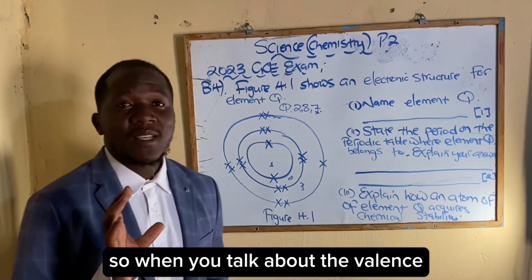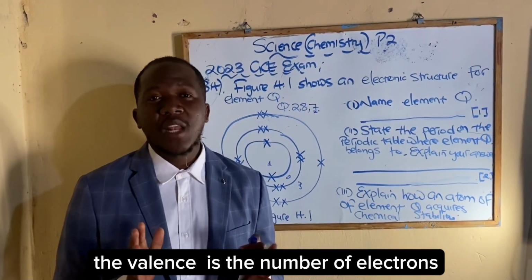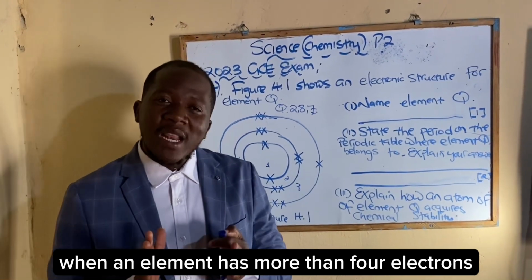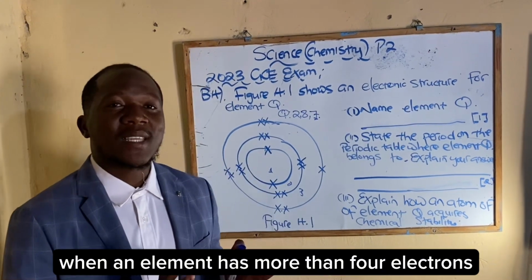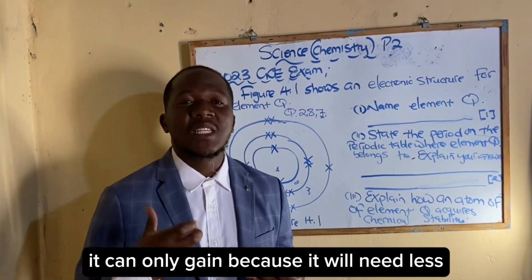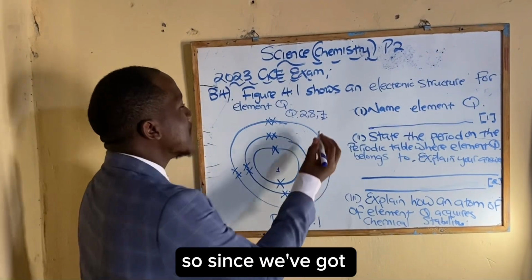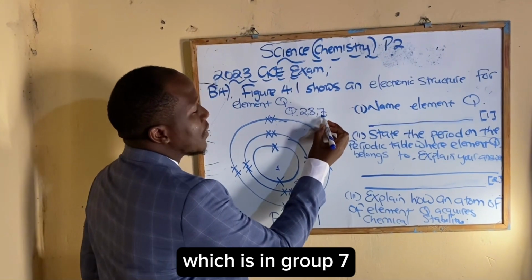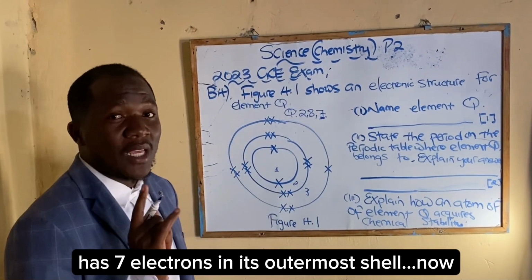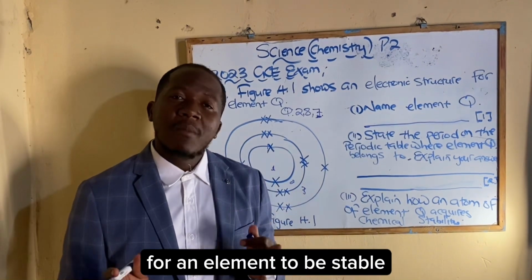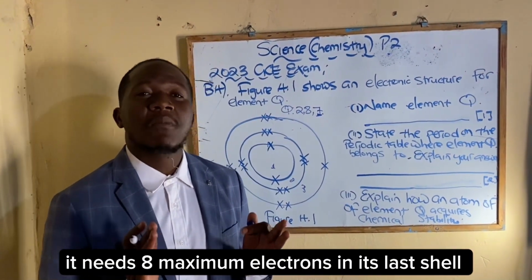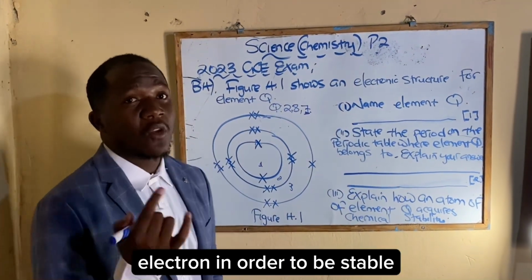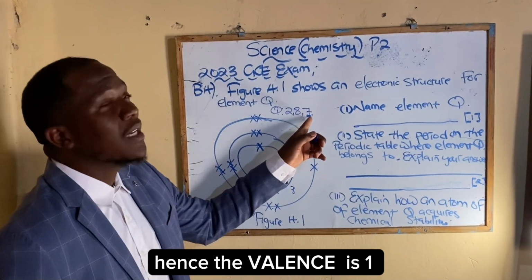The valence is the number of electrons an element can gain or lose in order to be stable. When an element has more than 4 electrons, it can only gain because it will need fewer electrons to be stable. Since we've got 2, 8, 7, it means this element Q, which is in group 7, has 7 electrons in its outermost shell. For an element to be stable, it needs 8 maximum electrons in its last shell, which simply means it only needs 1 electron in order to be stable. Hence, the valence is 1.